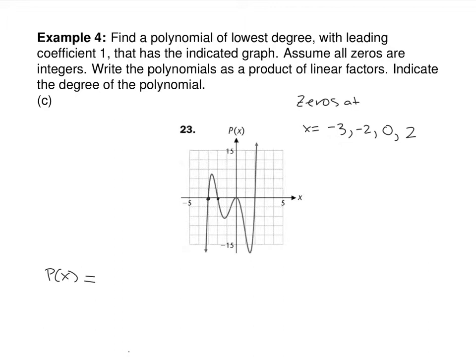And then what you have to deduce from the picture is whether the 0 was a repeated 0 or not. So at -3, was that one repeated? No, so that would be an (x + 3). At -2, is that 0 repeated? No, so (x + 2). How about the 0, 0? Yes, so that would be x squared. And then how about the last one?